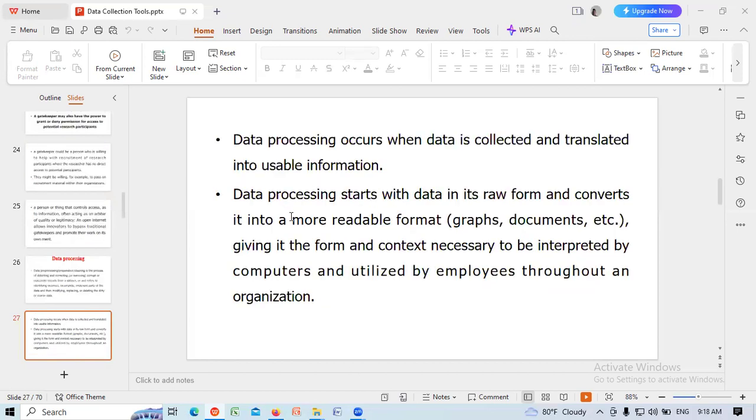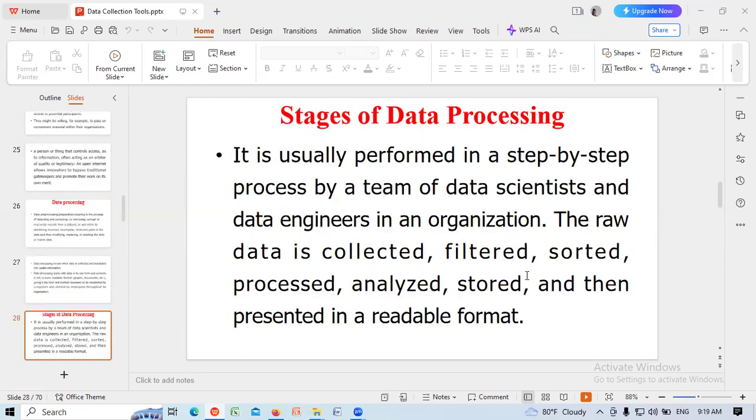Data processing occurs when data is collected and translated into usable information. Data processing starts with raw data and converts it into more reliable formats, such as graphs, documents, etc., giving it the form and the context necessary to be interpreted by computers and utilized by employees throughout an organization.